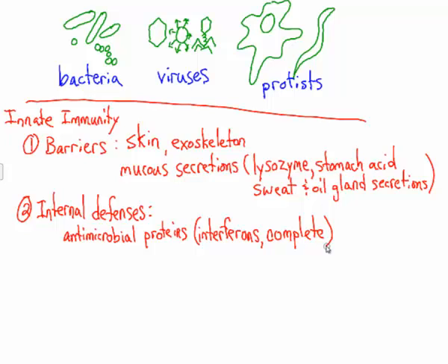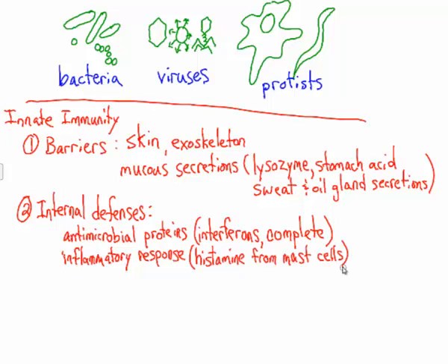Another internal defense would be an inflammatory response. In an inflammatory response, damaged cells in connective tissue, like underneath the skin, these tissues have what are called mast cells, and when these mast cells get destroyed, get killed, or damaged, they release a chemical called histamine. Histamine is a chemical which will cause swelling.